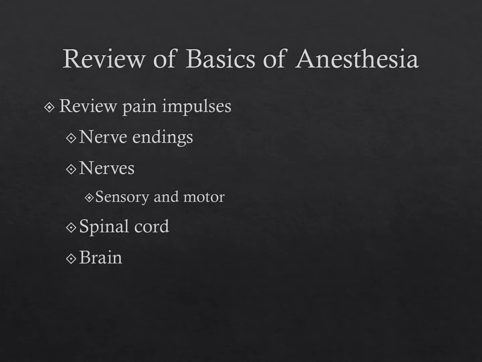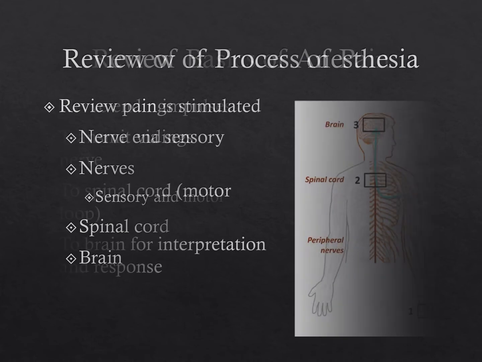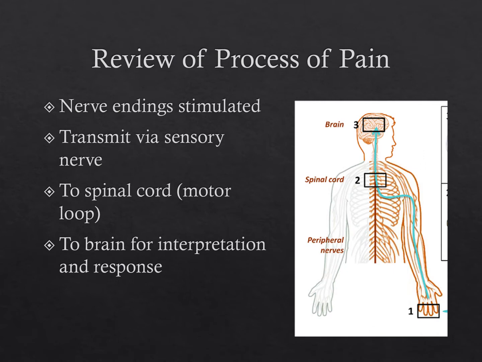So this slide just covers some basics of anesthesia, and it's basically the review of pain impulses. In this instance, you have a pain impulse at the nerve endings. The sensory and motor nerves will carry that to the spinal cord, and then the brain will interpret those pain signals. And again, this is just exactly what I said in that previous slide, and you can see in this picture where number 1 is those nerve endings, in this specific instance on the fingertips, and then it's going to travel through the nerves up to the spinal cord, which is labeled 2, and interpreted by the brain in picture 3.